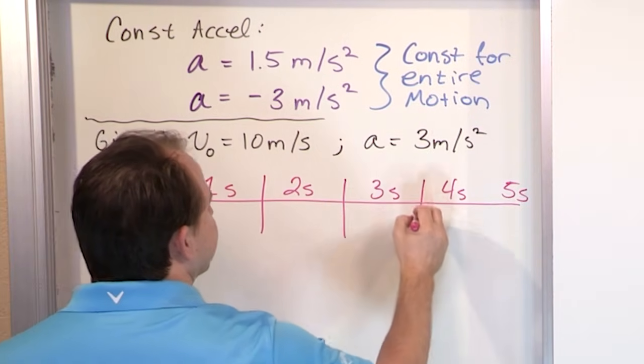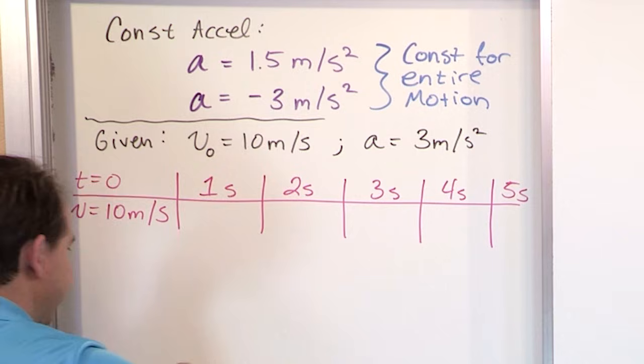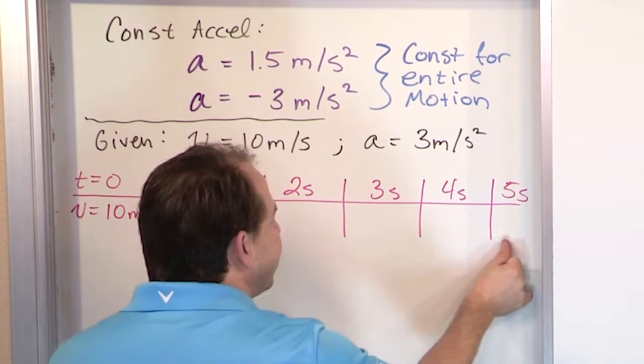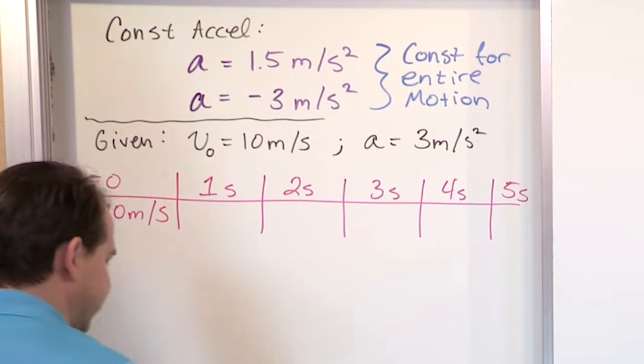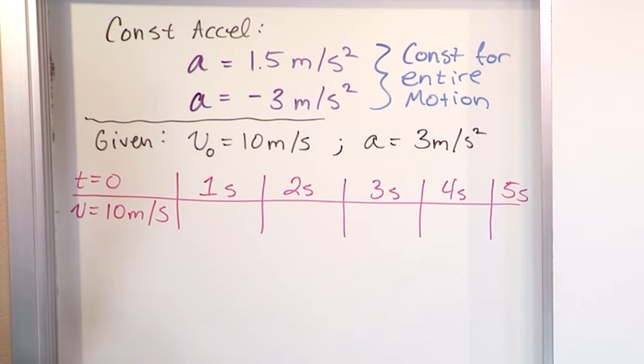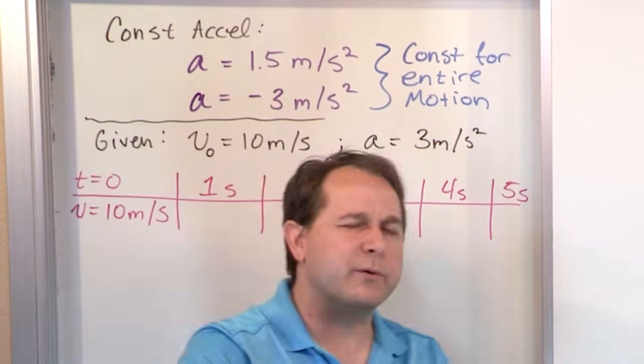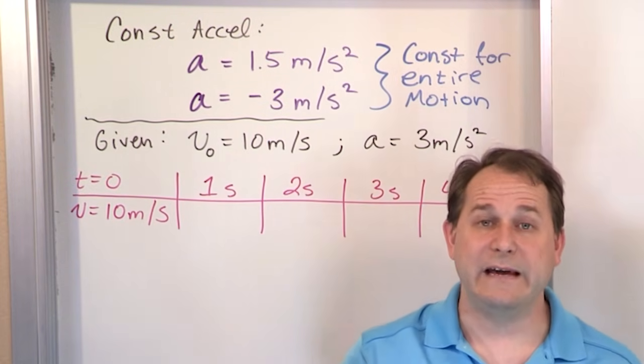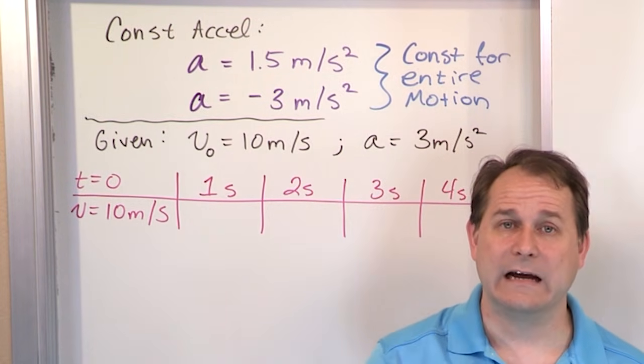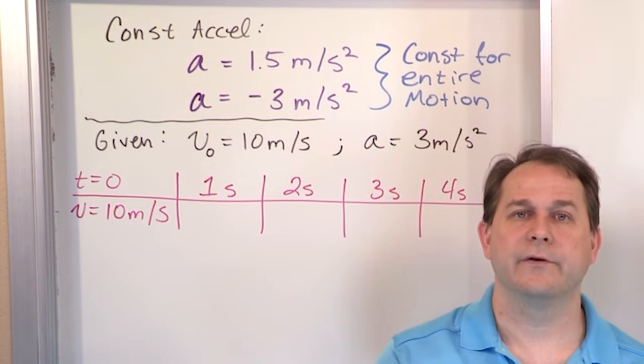We've done something like this before, and the reason I'm bringing it up again is that you're going to be able to see from this data how the equations of motion with a constant acceleration work. So when you're accelerating at 3 meters per second squared, remember what we learned: that means your velocity is gaining 3 meters per second.